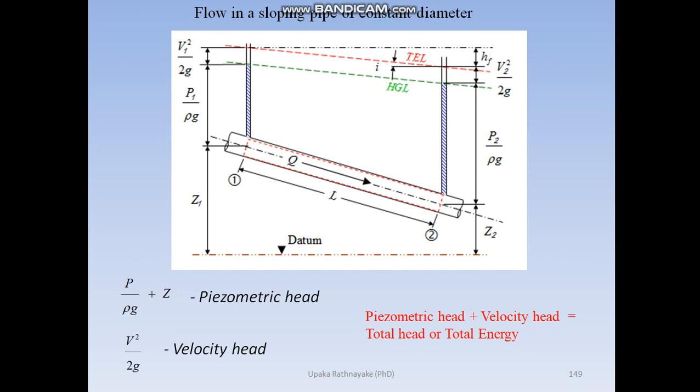We represent this using the total energy line. Please refer to the diagram. When we only consider the elevation and pressure, we call them the piezometric head and present it in the hydraulic gradient line. Again, please refer to the figure and understand the relationship between the total energy line and the hydraulic gradient line, which are in red and green.